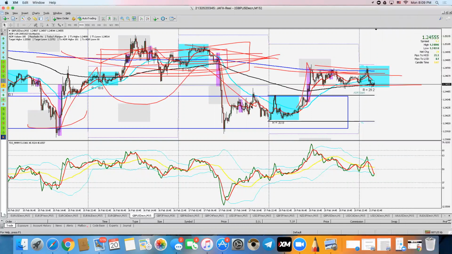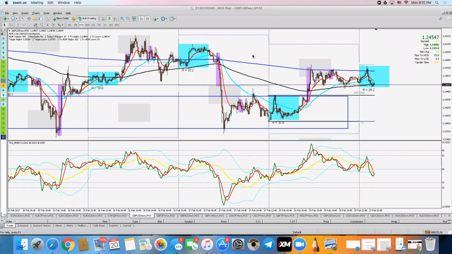Okay, there we go. So if there's still nothing there, that's when you're like, okay, I'm not liking GBP/USD. So why not? Let's go to a different pair. Let's go to GJ.